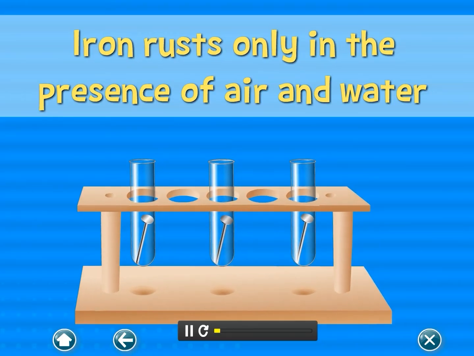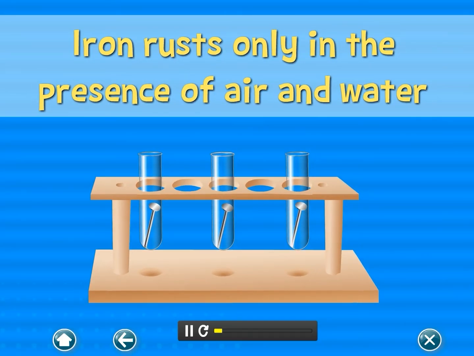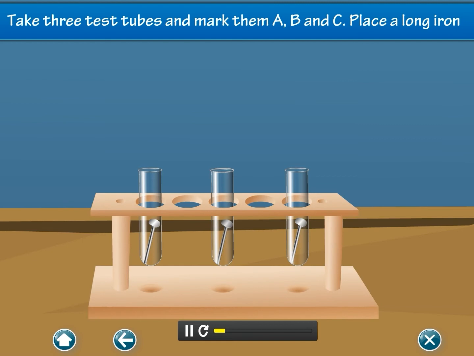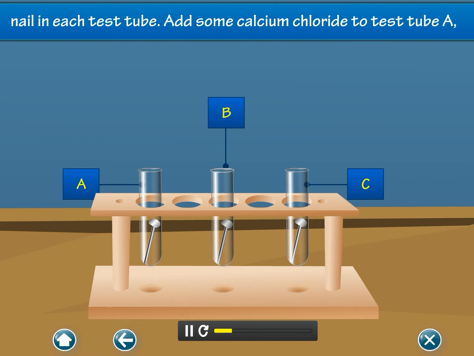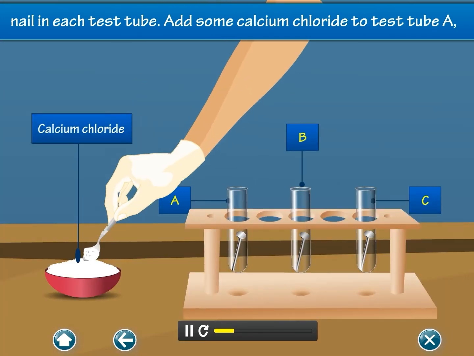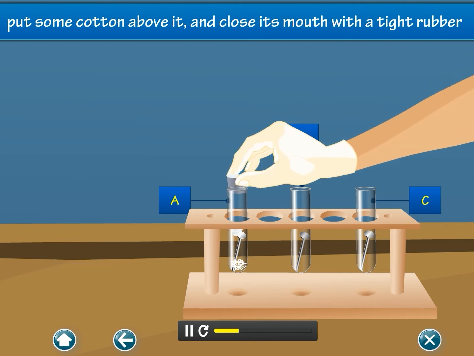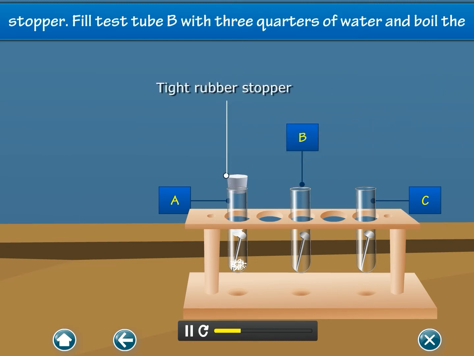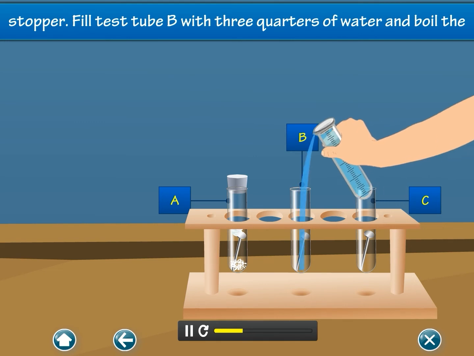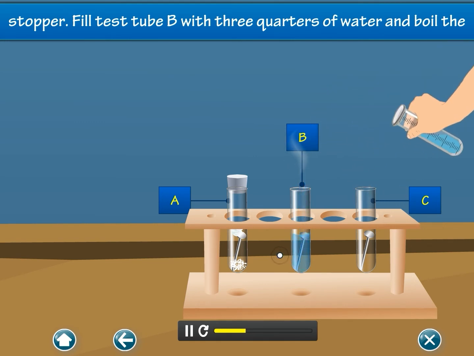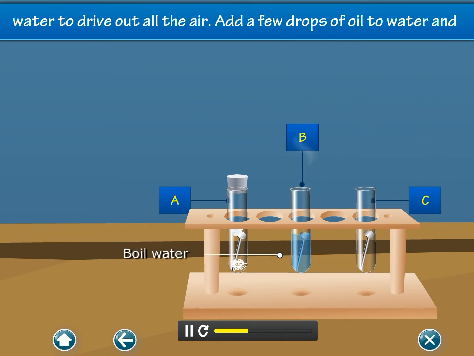That iron rusts only in the presence of air and water. Take 3 test tubes and mark A, B, and C. Place a long iron nail in each test tube. Add some calcium chloride to test tube A, put some cotton above it, and close its mouth with a tight rubber stopper. Fill test tube B with 3/4 of water and boil the water to drive out all the air.